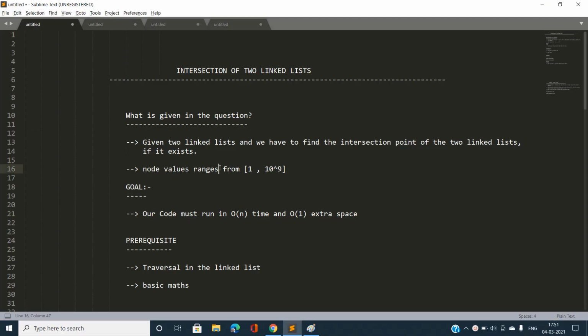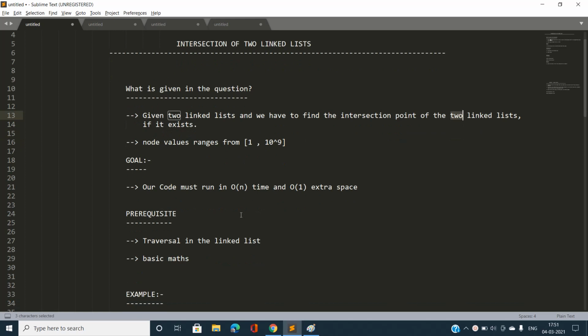So let's understand what is actually given in this question. We have been given two linked lists and we have to find the intersection point of the two linked lists if it exists. Our node values range from 1 to 10^9, so let's take advantage of this. And what should be our goal? Our code must run in O(n) time and O(1) extra space.